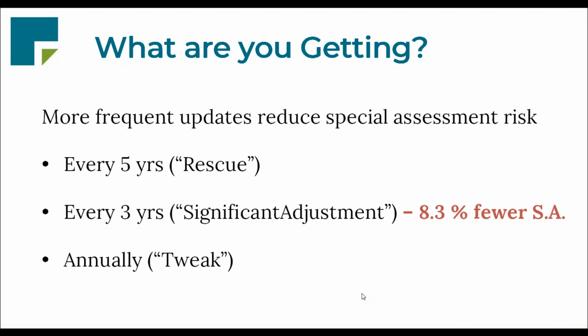So in addition to my impressions, let me give you some numbers. The associations that hire us every 3 years instead of every 5 years have 8.3% fewer special assessments than the 5-year group. And that's simply because they've limited their drifting away from the original plan to just 3 years instead of getting 5 years off of the original plan.